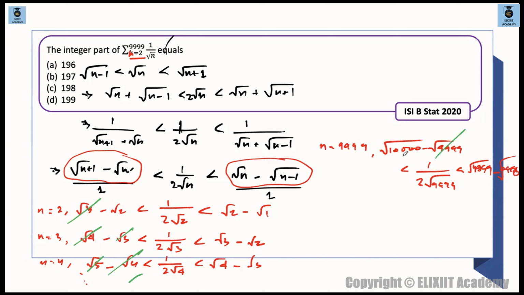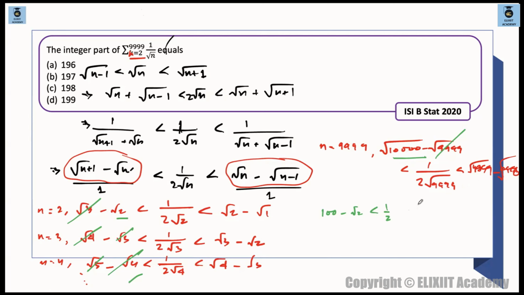So we are having some sort of telescoping series. This term will remain and this term will remain. So that's basically root of 10,000, which is 100, right? So 100 minus root 2 is less than half times, half is common over here. We can take out half common, and then we have 1 by root 2 plus 1 by root 3 plus 1 by root 4 and so on till 1 by root of 9,999, which is the required series given.